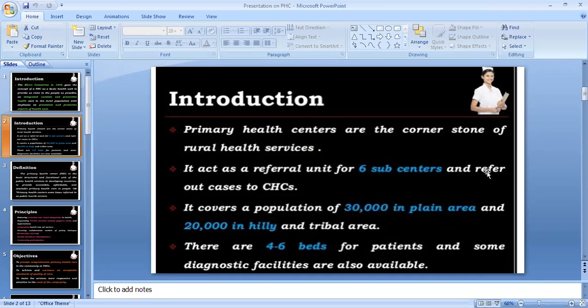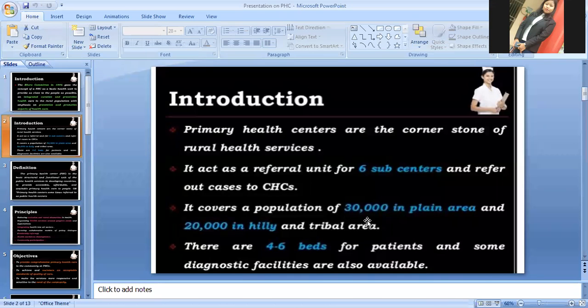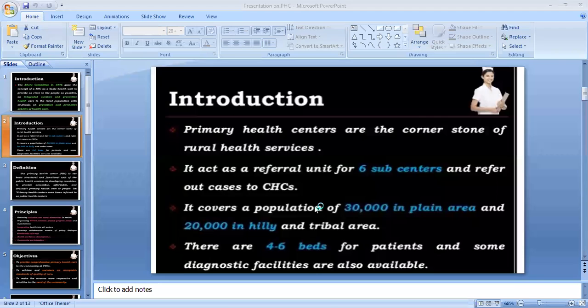For referral cases, any cases they are not able to handle will go to the sub center first, then to the primary health center. Still, if the primary health center is not able to handle the cases, they will refer them to the civil hospital or community health center. There are 4 to 6 beds for patients, and some diagnostic facilities are also available.